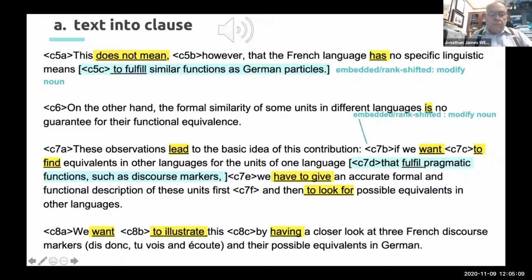Furthermore, the third embedded clause is clause 5C, which is used to modify the previous noun phrase, no specific linguistic means. Finally, the fourth embedded clause is clause 7D. It's used to modify the preceding noun phrase equivalents in other languages for the units of one language.